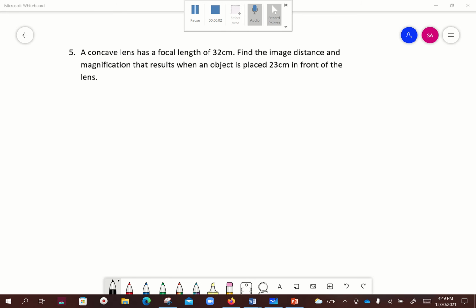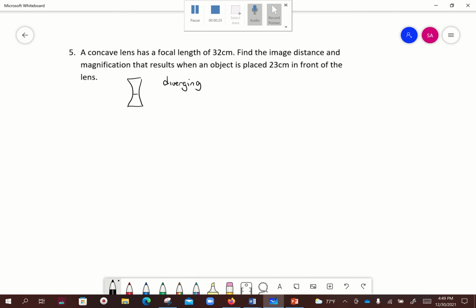Okay, so now let's do some lens problems. We'll do one problem with concave, and then the next video will be one with convex lenses. All right, so a concave lens is one that has both sides that cave in. This is also known as a diverging lens. It's thinner in the center of the lens than it is out at the edges.